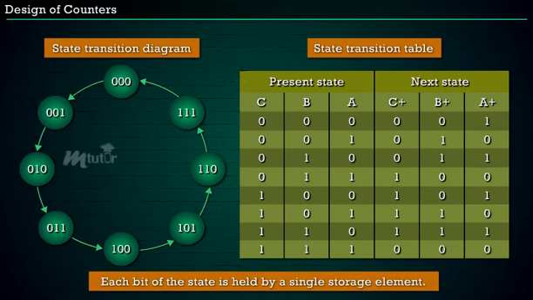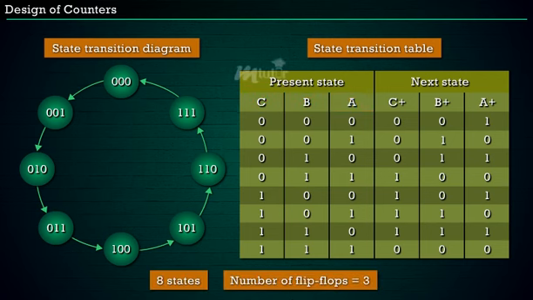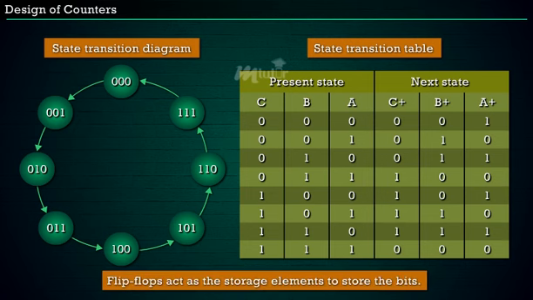Each bit of the state is held by a single storage element. The storage elements are named as C, B, and A from the highest to the lowest order bit. Since there are 8 states, the number of flip-flops required will be 3. Flip-flops act as the storage elements to store the bits.